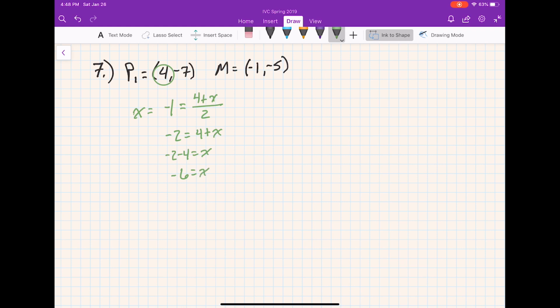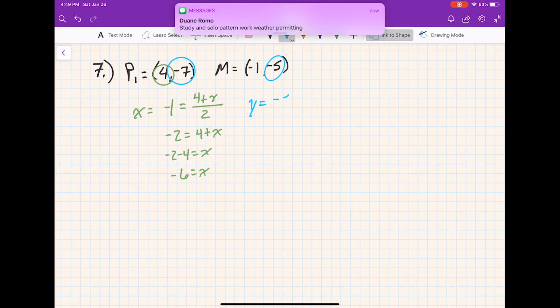That's the first part. And now I will do my y part. That's going to be the -5 and the -7. So I'm going to sub these two components into my formulas.